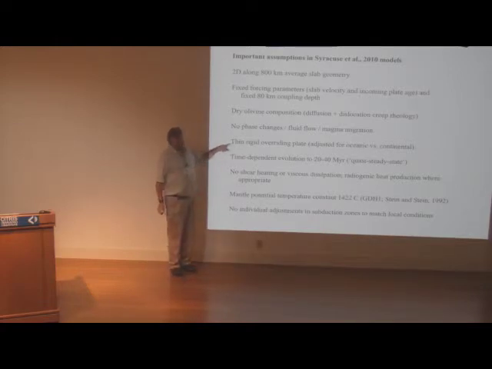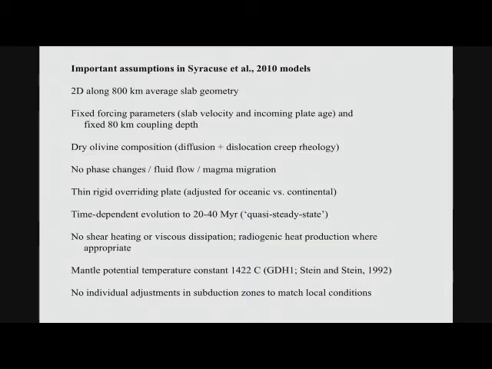We have a thin overriding plate, which we adjust for whether we have oceanic subduction or continental subduction. And if we have a thick continental overriding plate, like in the Altiplano, we adjust for that. As Margaret helped clarify, we do have a time-dependent evolution to this quasi-steady state. We don't have shear heating or viscous dissipation because I think it's inconsistent. We do have radiogenic heat production where it's appropriate.